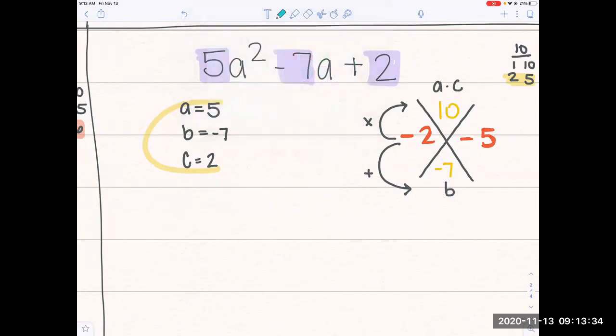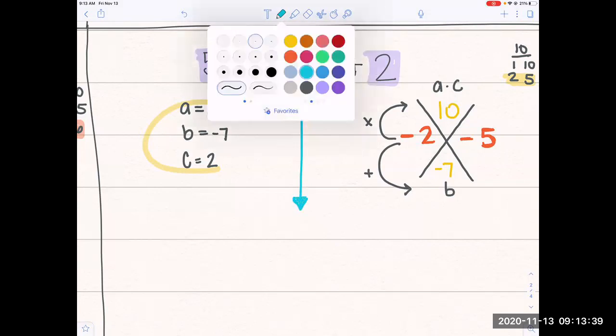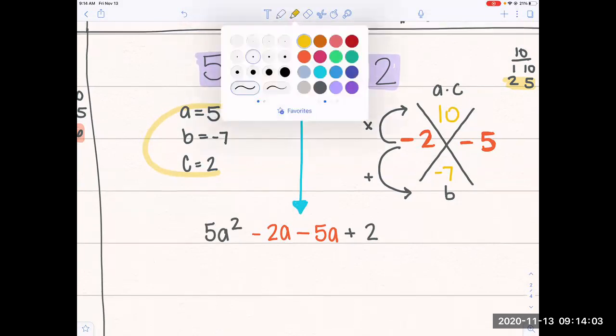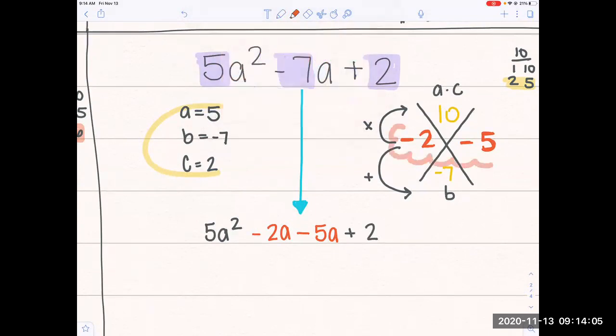Okay, so from there, where there was a -7, I'm going to replace it with -2x, or not x, negative 2a and negative 5a. Carry everything else down. Okay, so I took these two numbers and I replaced them where that middle term was.